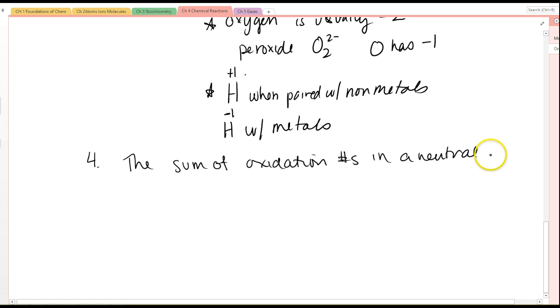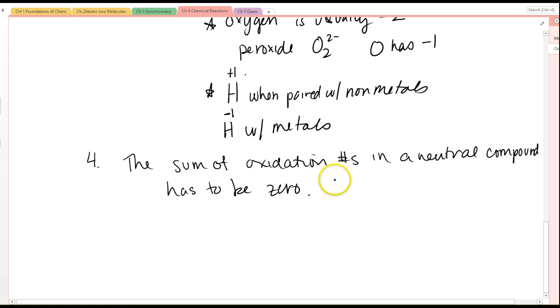So this is useful when you don't know one of the oxidation states, but you know maybe some of the other ones in it. You can use math to figure out what the remaining atom's oxidation number should be based on knowing the other ones in the compound. So it has to be 0 in a neutral compound.